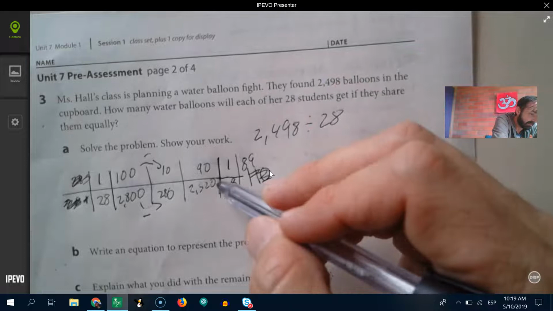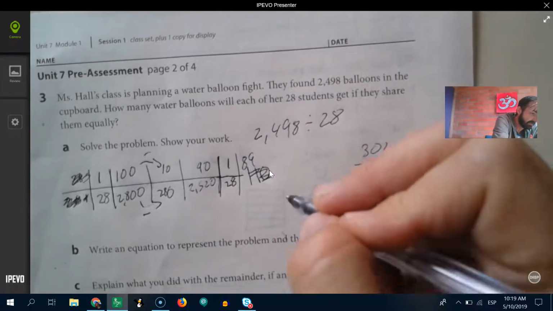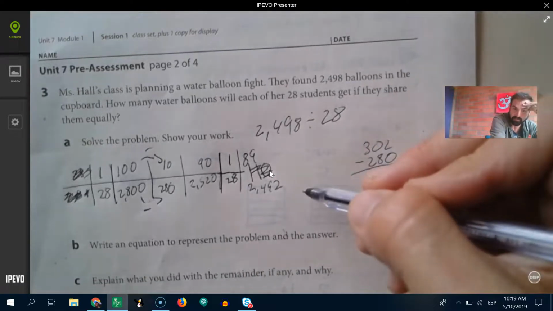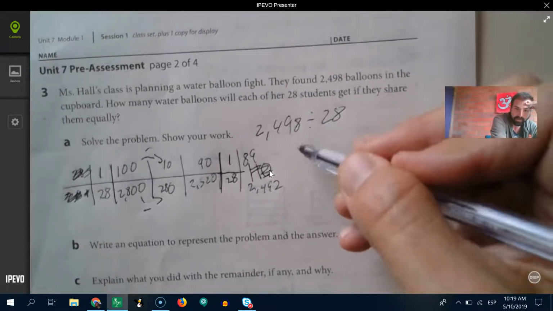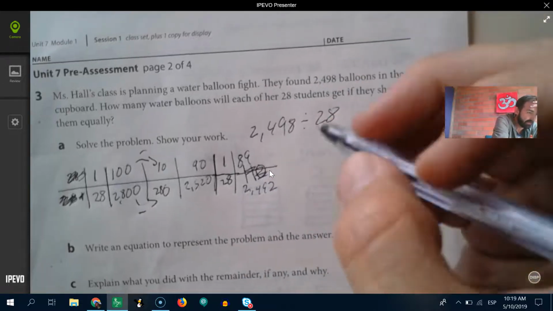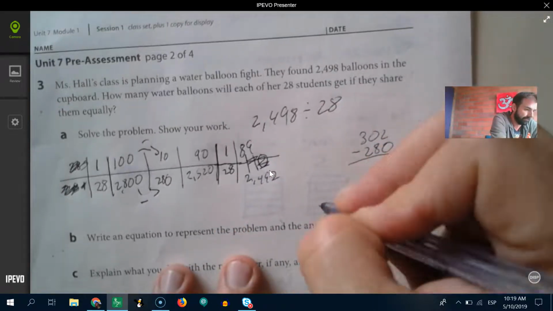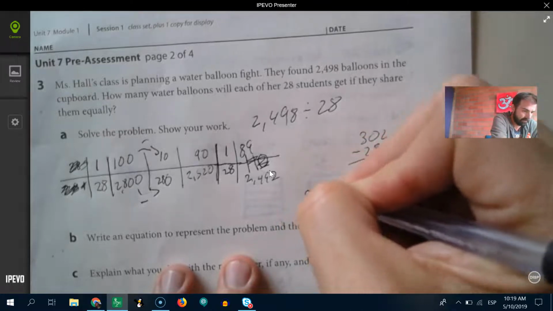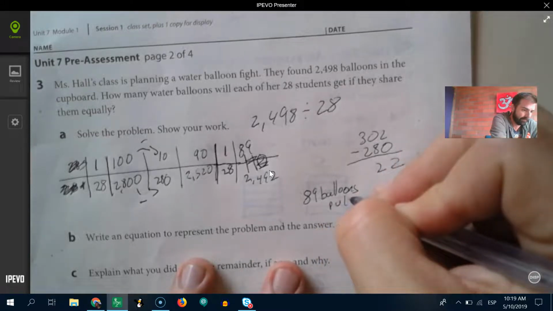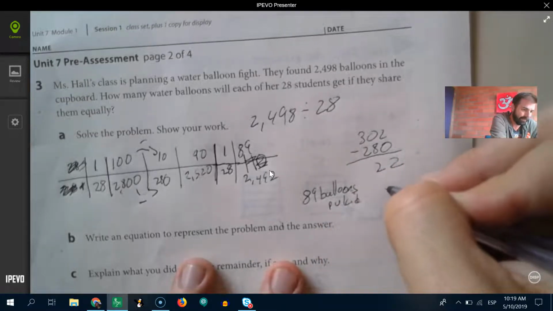2,520 minus 28. If I minus 20, that's 500. Minus 8, that's 2,492. Okay, so that gets me there. That gets me below my number. I'm not going to get the perfect number. Why? Because I can't. So each kid is going to get 89 balloons per kid, with 6 balloons left over.